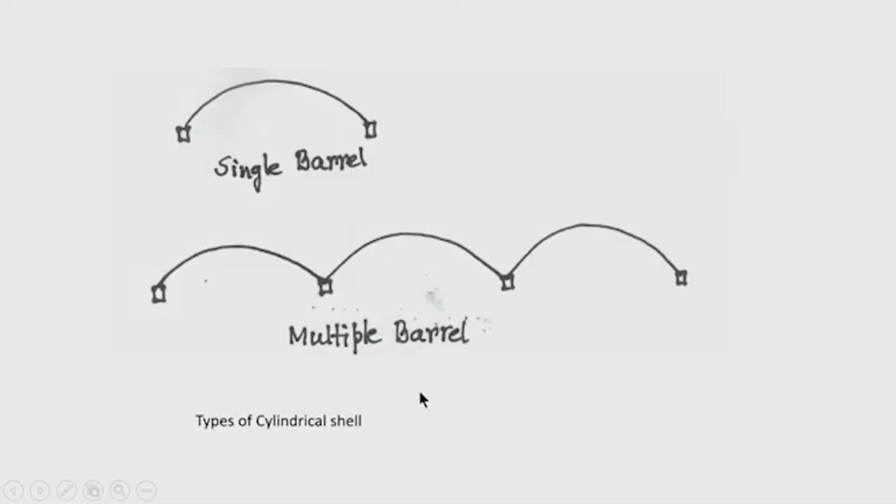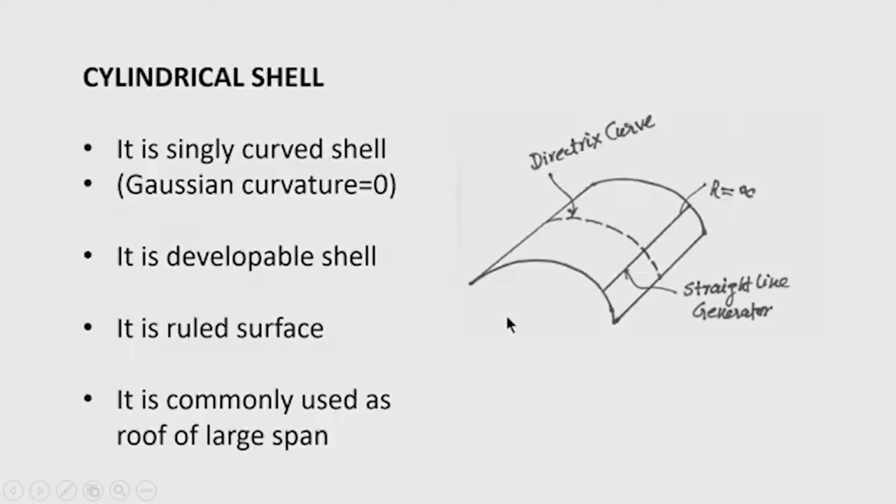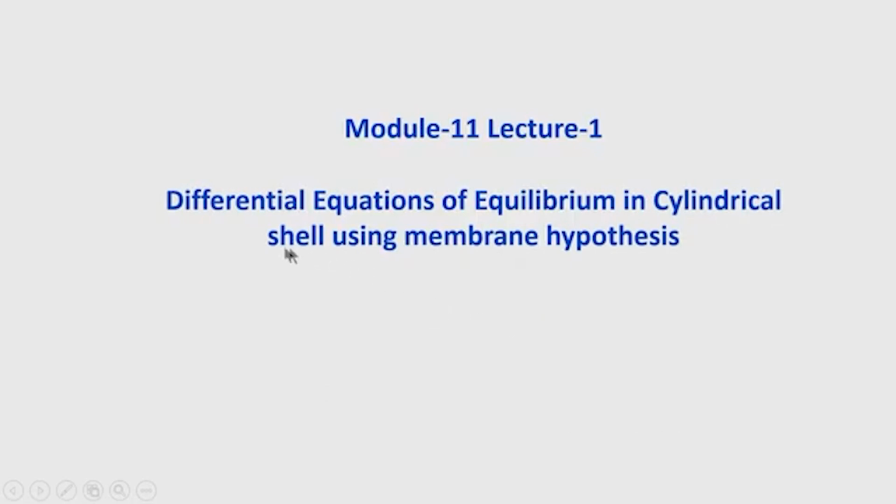The cylindrical shell may be of single barrel type, that is, here it is a single barrel cylindrical shell, or it may be multiple barrel cylindrical shell. You can see that the cylindrical shell has been provided with the edge beam here. Here the intermediate edge beams are also there. So, it is having multiple supports in different spans. These are the exterior supports and these are the interior supports. So, today our focus will be to derive the differential equations of equilibrium in cylindrical shell using membrane theory.